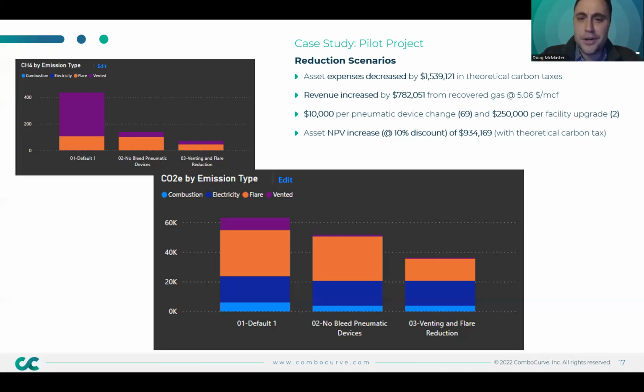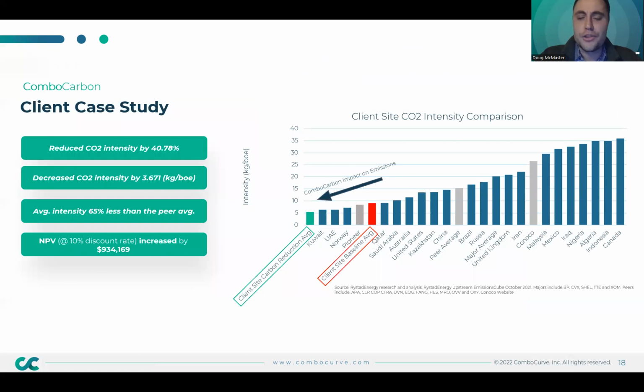So it's very important to start modeling and understand that, so you can get from point A to point B of reducing your emissions and understanding which investments are the best bang for your buck.